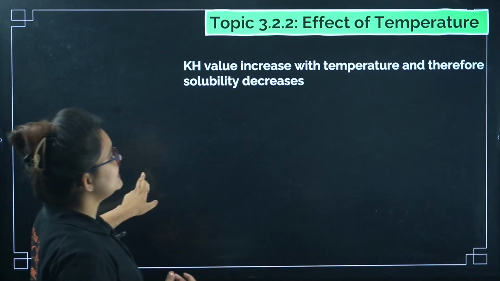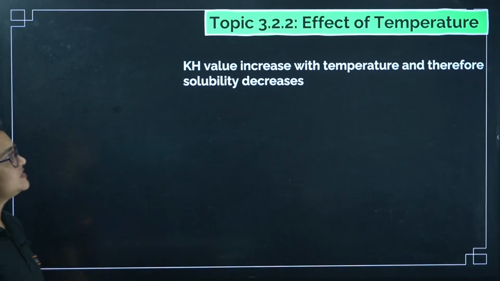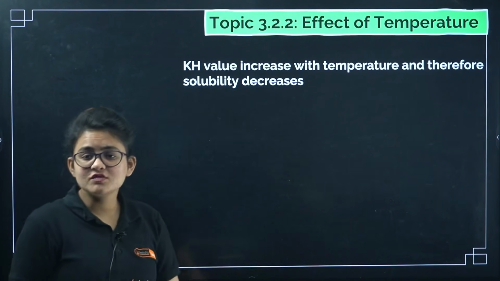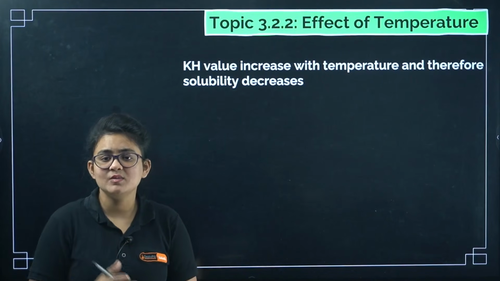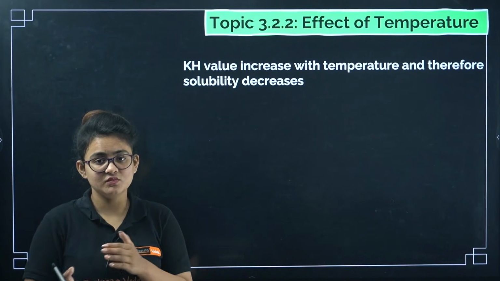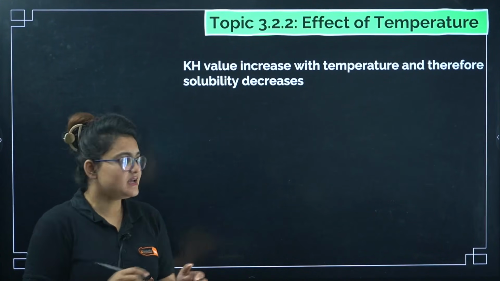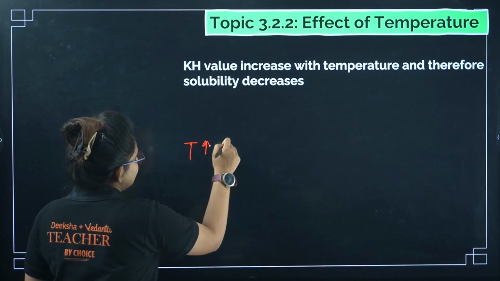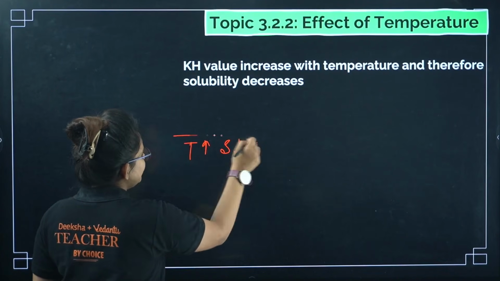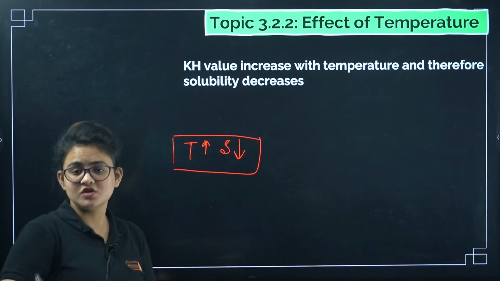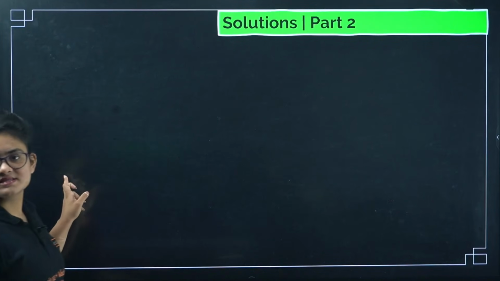Next, we will discuss the effect of temperature. Here the KH value increases with the temperature, and therefore the solubility decreases. So if you increase the temperature, your solubility will decrease. Very important point: if you increase the temperature, your solubility will decrease.